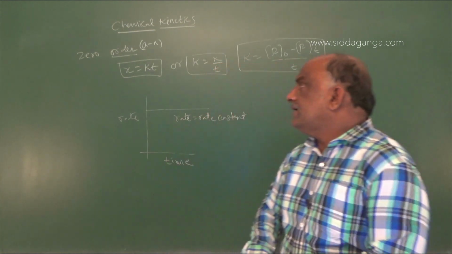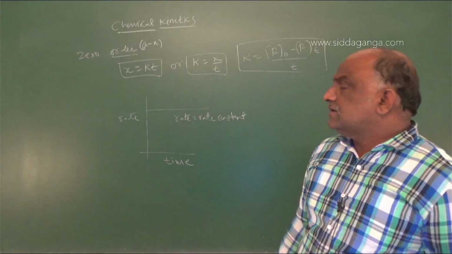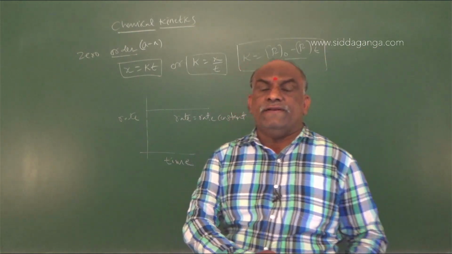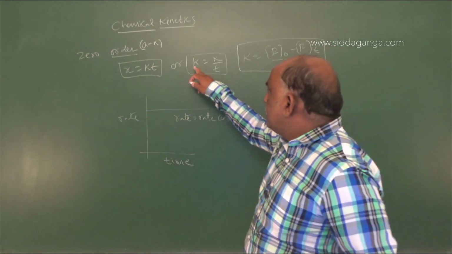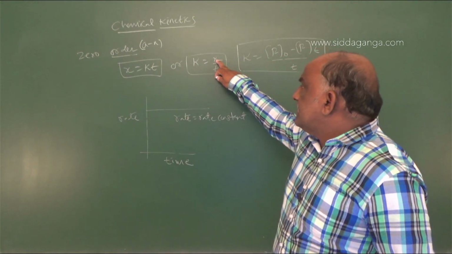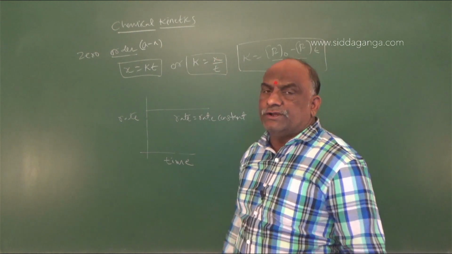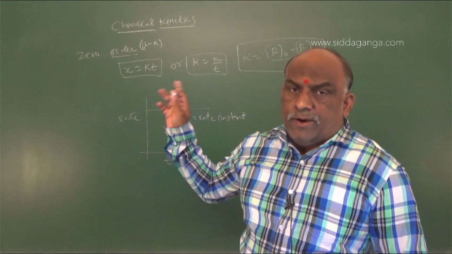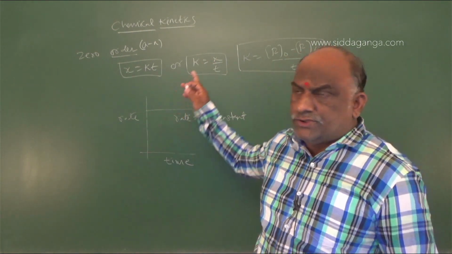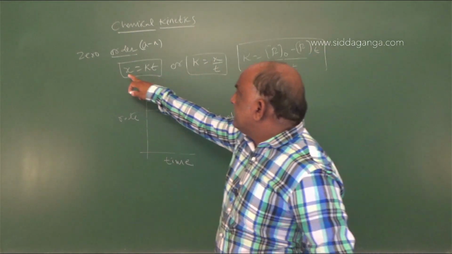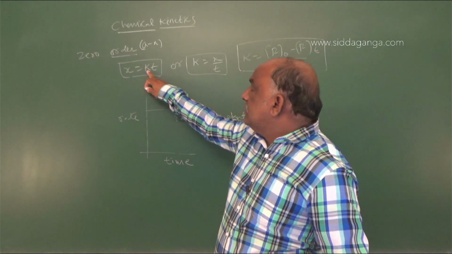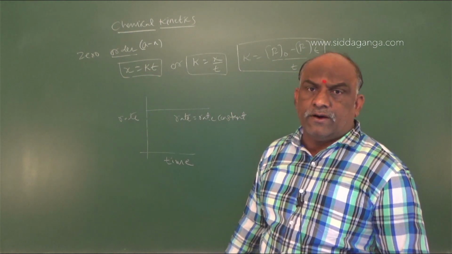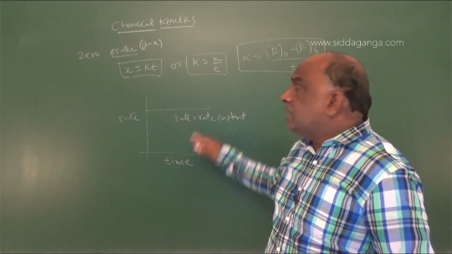So here, this zero order reaction rate constant, how is it related to half life? It is simple. In the place of x, you substitute a by 2. In the place of x, you substitute a by 2, then you will get x is equal to a by 2 is equal to kt, so k is equal to a by 2t.